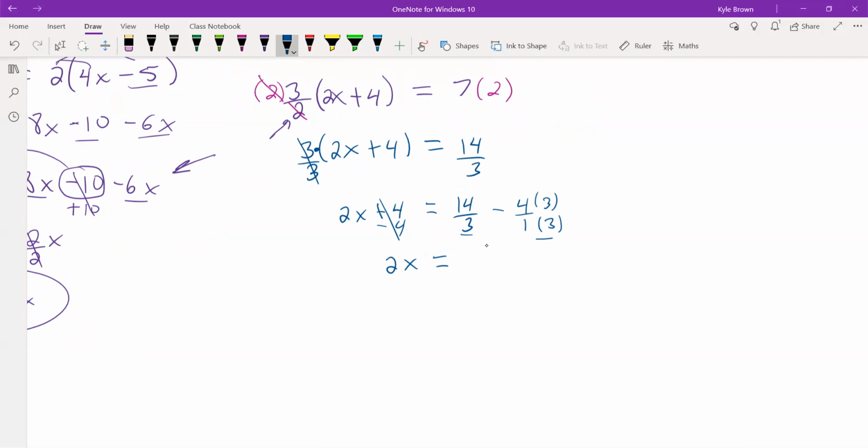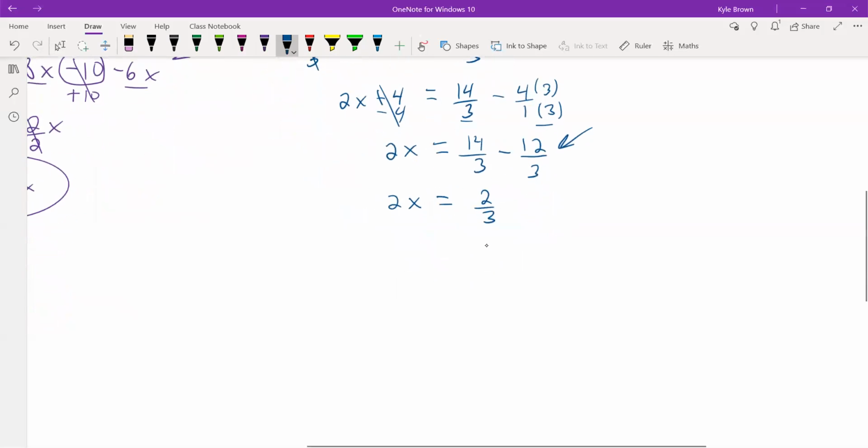So let's rewrite that one more time. That would be 14 over 3 minus, and then 4 times 3 is 12, so 12 over 3. All right, now I can combine those. They've got the same denominator. So we've got 2x is equal to 14 minus 12, which is 2 over 3. All right, we're almost there. Let's get rid of this 2.